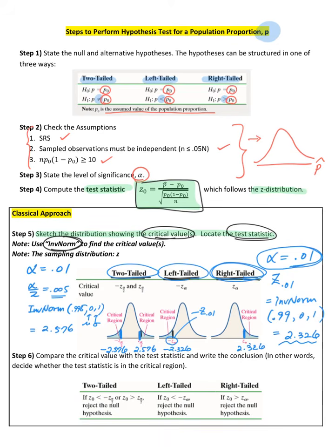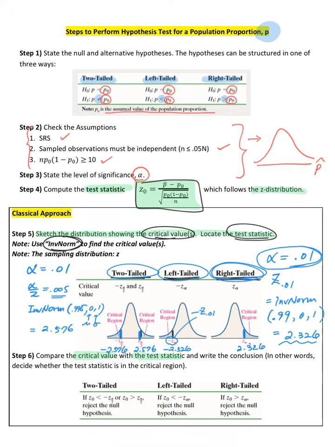Okay, step 6. Now you're going to compare the critical value with the test statistic, and you're going to write the conclusion. In other words, you're going to decide whether the test statistic is in the critical region. When you go back to step 5, these tail areas, these blue regions in the tails, are called the critical region. So if your test statistic falls in the critical region, then you're rejecting the null hypothesis.